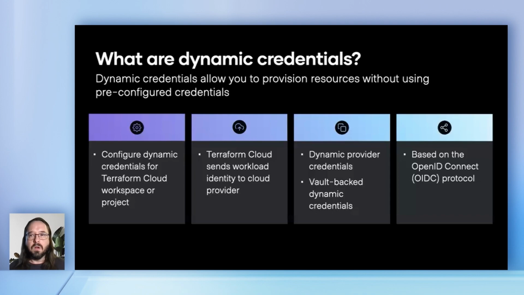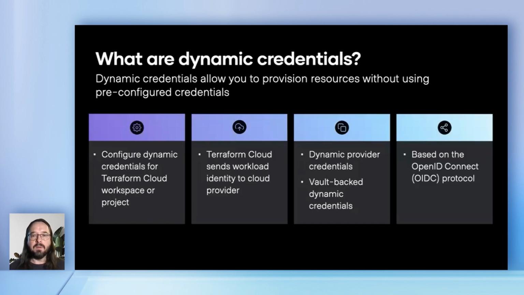Dynamic credentials solve those problems in a few different ways. What they do is they allow you to provision resources without using that pre-configured set of static credentials. The way that works is you configure your dynamic credentials for your Terraform Cloud workspace or project. And when you provision resources, Terraform Cloud first, instead of sending those static credentials, sends a workload identity to your cloud provider. Your cloud provider then responds by checking to make sure that your Terraform Cloud account has permission to use dynamic credentials in the given workspace or project.